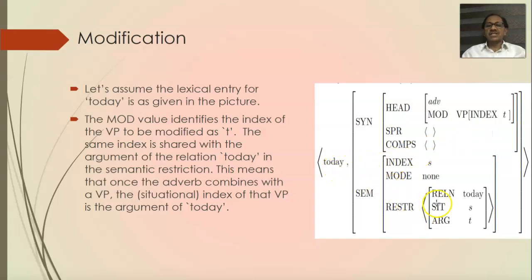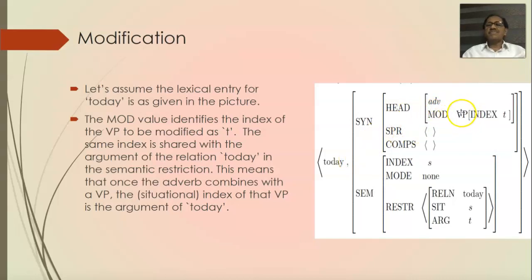today. Now today's relation is here, right? What is its argument? Here, T. So the index value of the modifier and the argument of the relation value of today are identical, right? This is what we are going to assume for the lexical entry. So the lexical entry for today has two features, syntax and semantics. Syntax has a feature structure head, specifier, comps. It doesn't take any specifiers or any comps, but the head value is adverb and it has a feature mod, which shows that today modifies a VP.